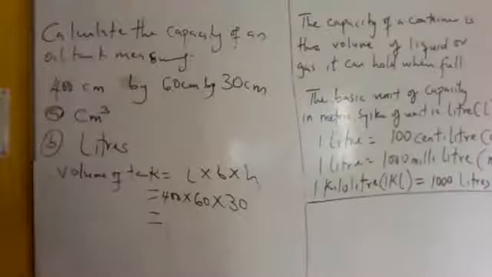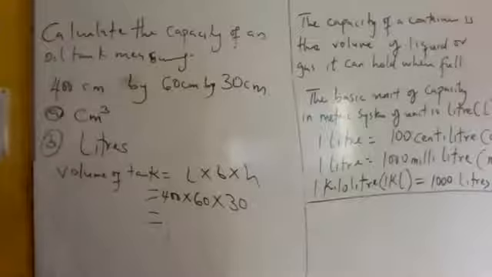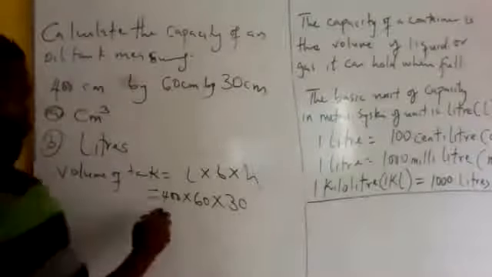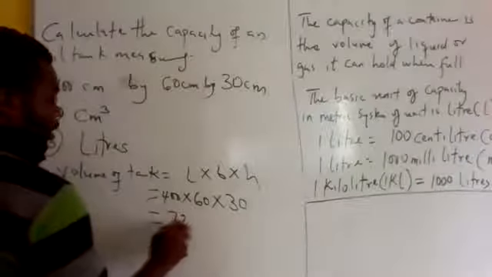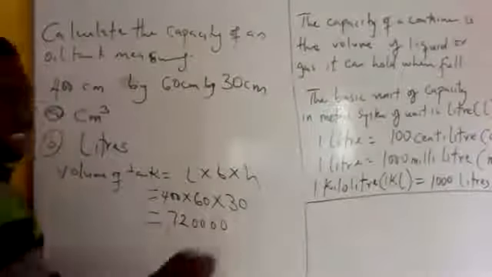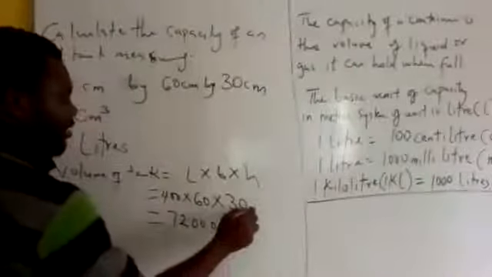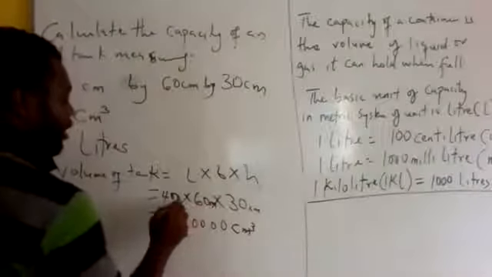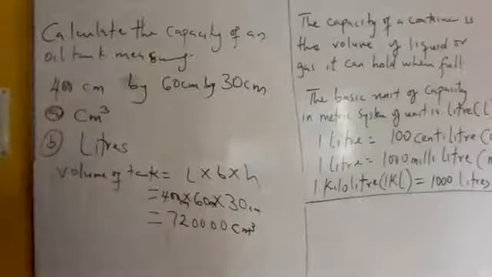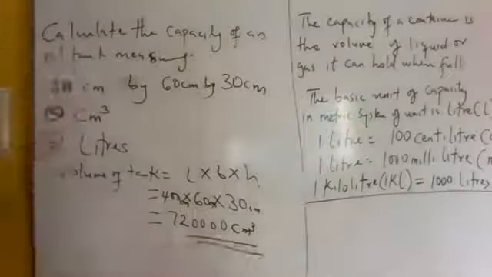If we multiply all of those, 4 times 6 is 24. 24 times 3 is 72. 72, and then 0, 0, 0, 0. So now this is going to be in centimeters cube. Remember, this is centimeter, centimeter, centimeter. So that will be centimeters cube. So that is your answer for that part.